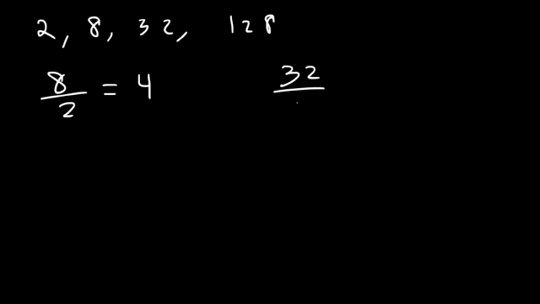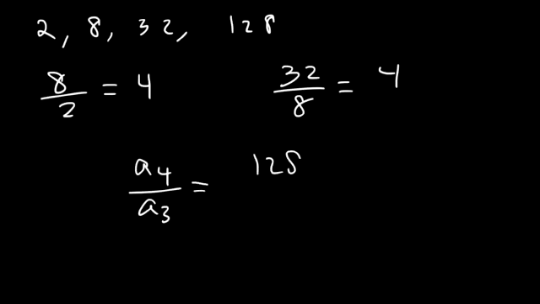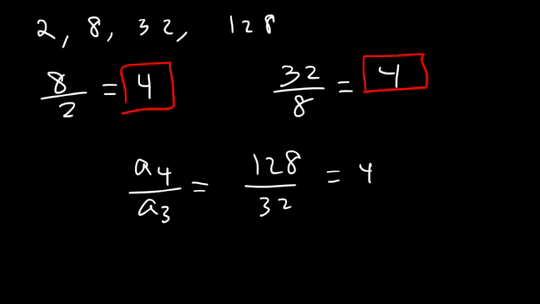Let's work on another example. Consider this geometric sequence. Go ahead and calculate the common ratio. So 8 divided by 2 is 4, and just to make sure, let's take the third term and divide it by the second term. 32 divided by 8 is 4. And if we take the fourth term and divide it by the third term, we should get the same answer. 128 divided by 32 is 4. If the common ratio between each successive term is the same, then you know for certain it's a geometric sequence.